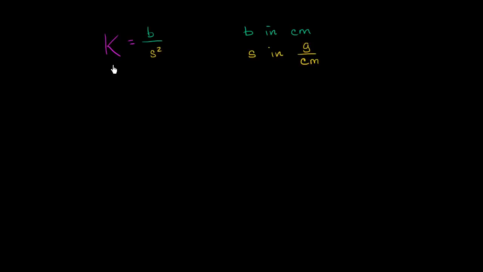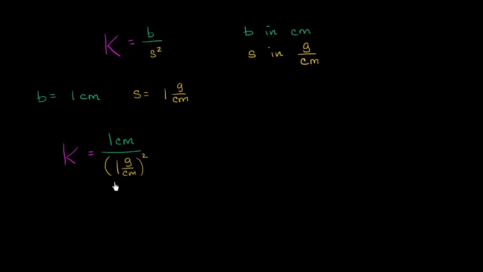Well, let's try it out with some values for b and s and see what happens. Let's say that b is equal to 1 centimeter. And I'm just using 1 because it makes the math really easy. And let's say that s is 1 gram per centimeter. So we know that k is going to be equal to 1 centimeter, that's b, over 1 gram per centimeter squared.